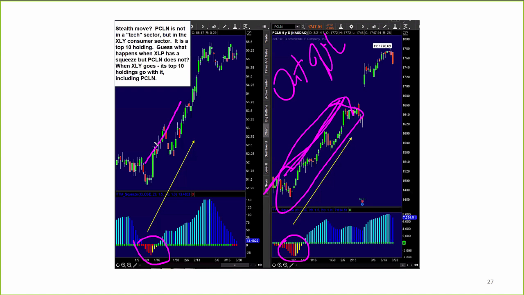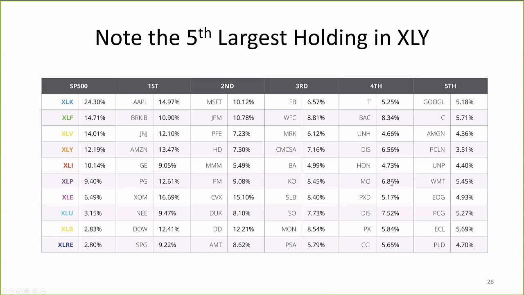No. What was going on is XLY was on the move, and it had a signal. So I'm like, wow, it suddenly becomes very powerful, because if money is flowing into XLY, then it has to flow into Priceline, one of its top 10 holdings, in a big way. Again, if you come over here and look at XLY's top 10 holdings, boom, that's a top 5 holding.